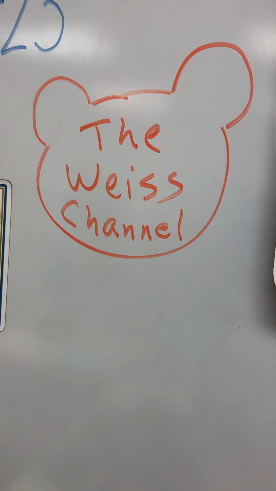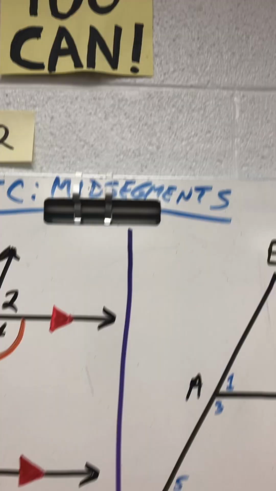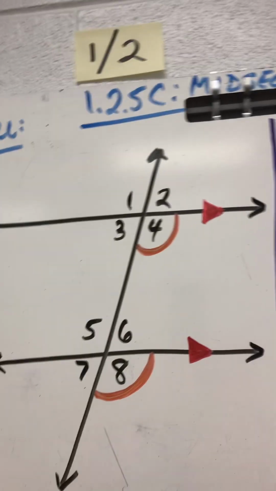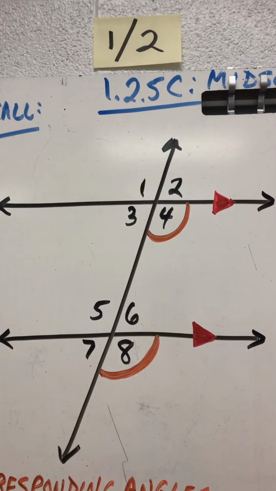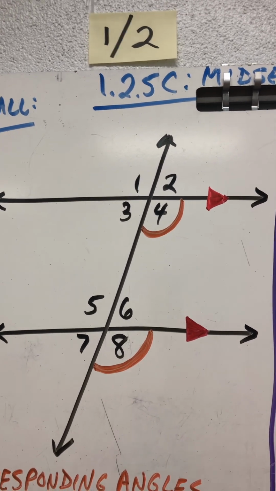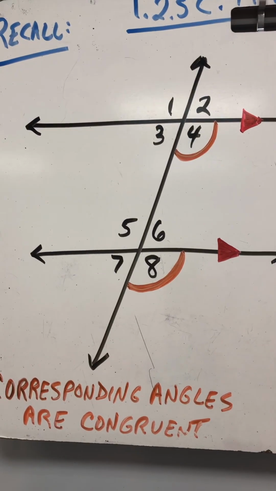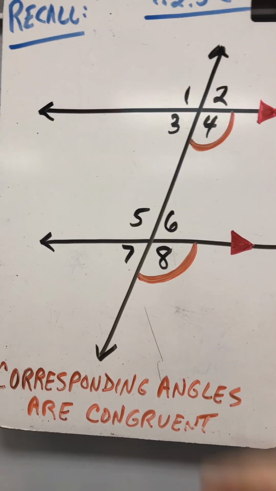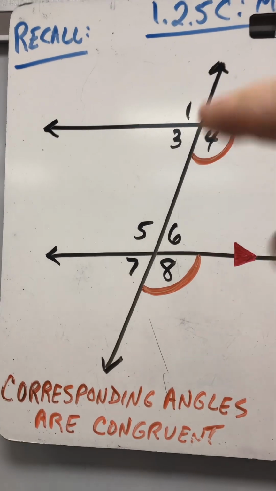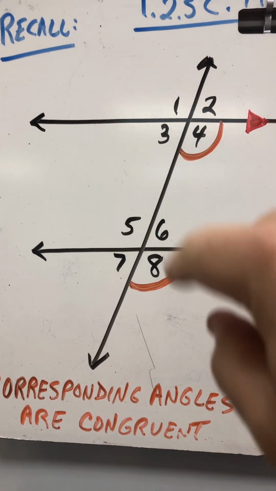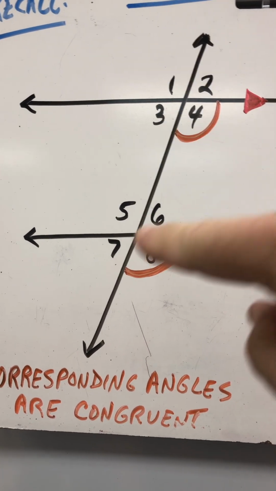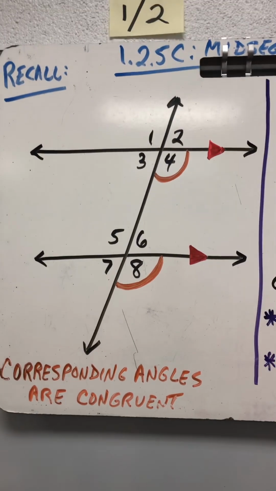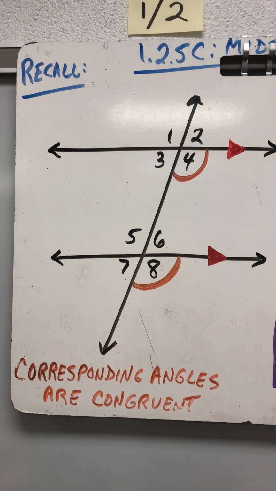All right, today I'm going to talk to you about midsegments. First of all, I'm going to ask you to recall that corresponding angles are congruent. For example, angle 4 is congruent to angle 8. But that means also, for example, 1 is equal to 5, 3 is equal to 7, 2 is equal to 6. Corresponding angles are congruent. We're going to need that in a minute.